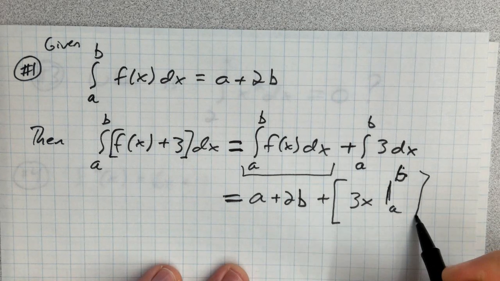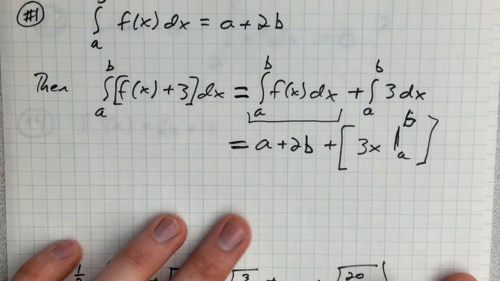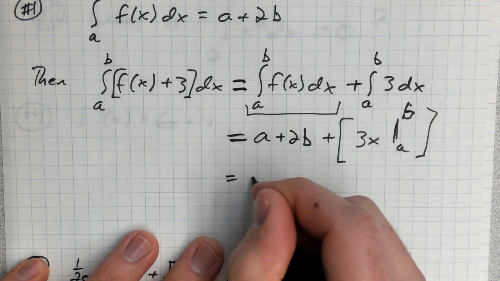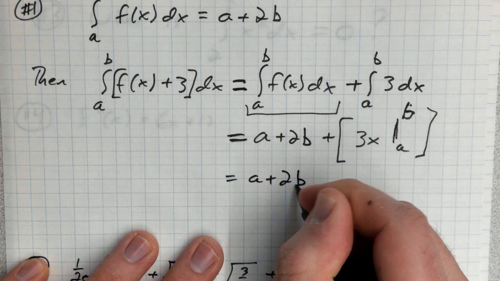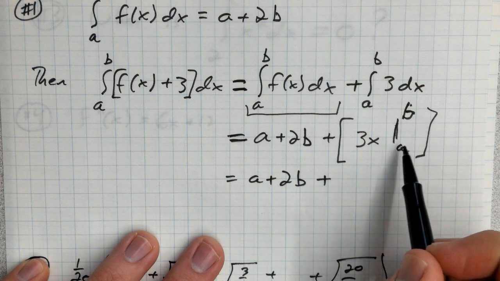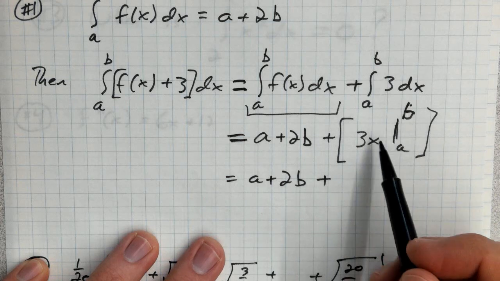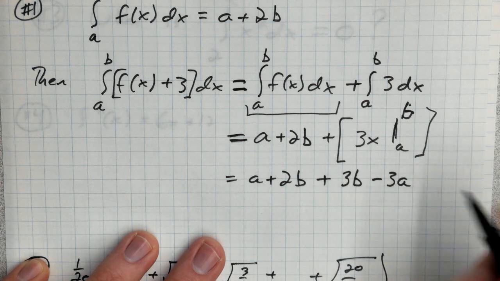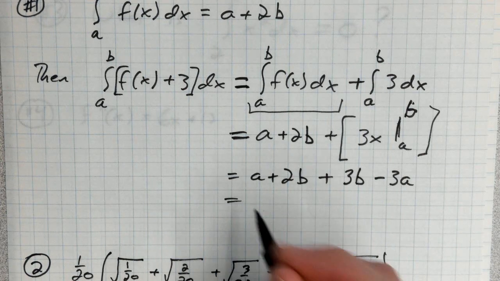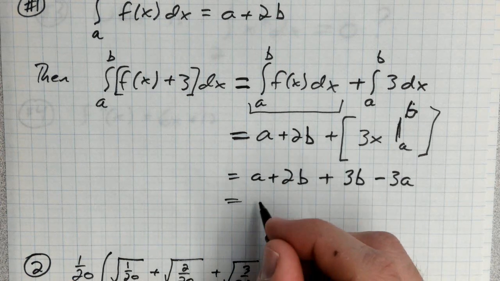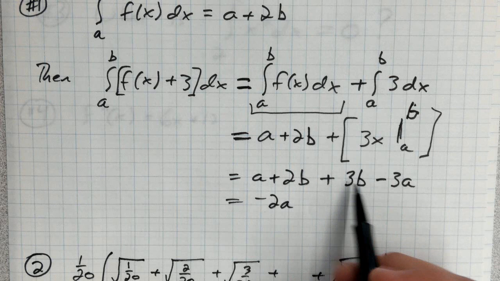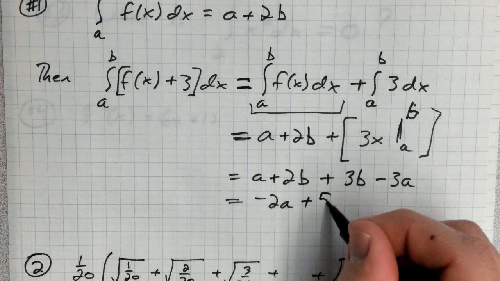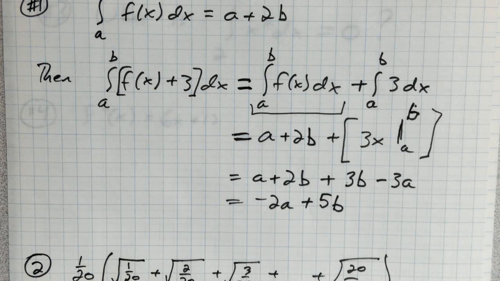Okay. So we'll figure out what that area is. That's going to be a plus 2b, plus, and to finish this out, it would be 3b minus 3a, so plus 3b minus 3a, and then combine like terms. So you end up with a minus 3a, that's negative 2a, and then 2b plus 3b, that's 5b, and hopefully that's what I said the answer was. What letter is that? C or something? D, as in dog?